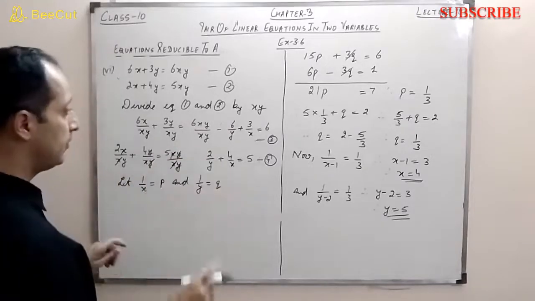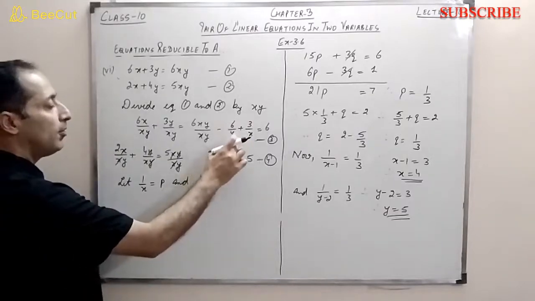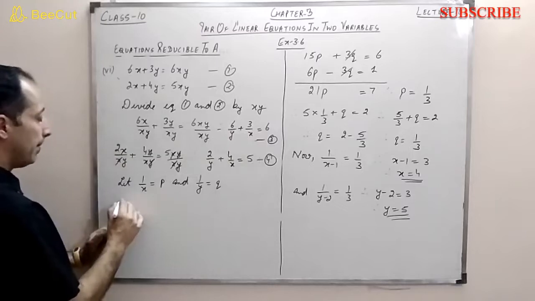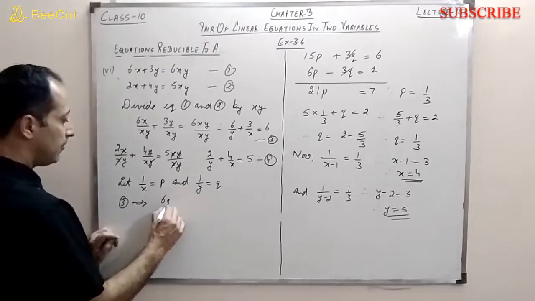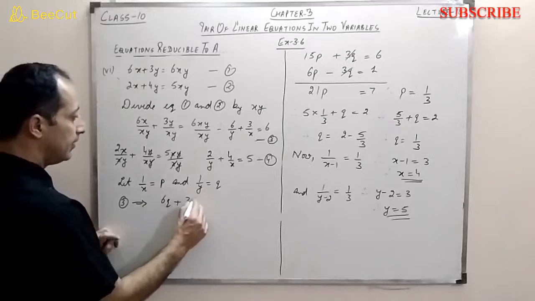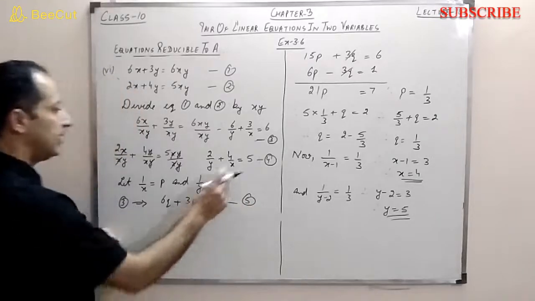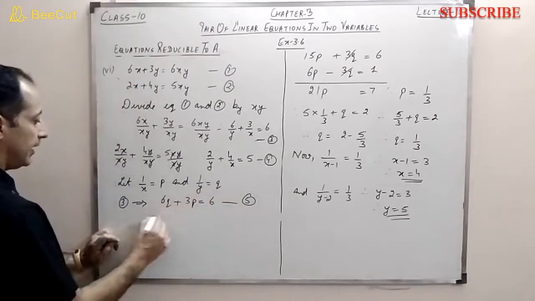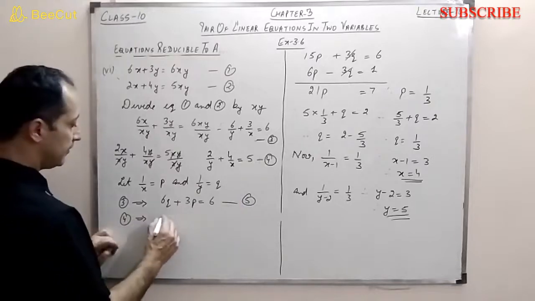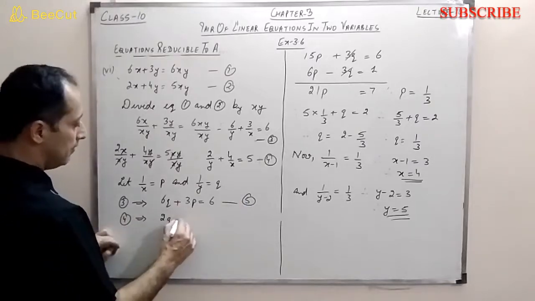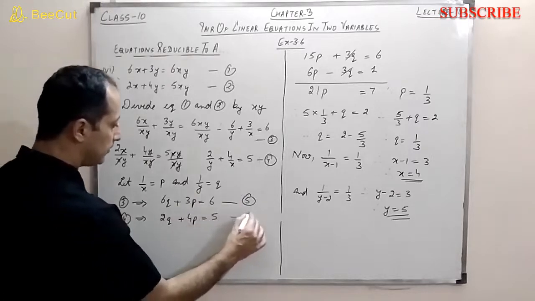Now be very careful, because first is y, then it is x, so don't get confused. This is 6 into 1 upon y. So the third equation transforms into 6q plus 3p equal to 6. This is my fifth equation. Similarly, the fourth one changes into 2q plus 4p equals 5.